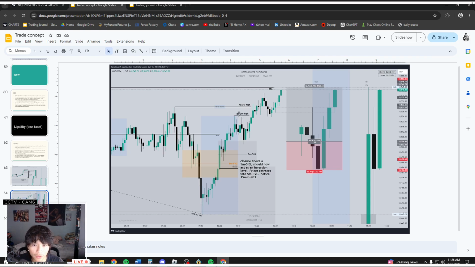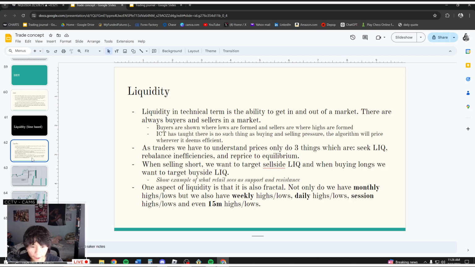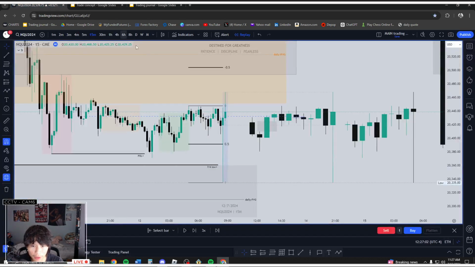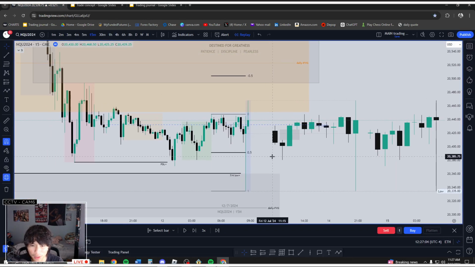Those are examples of how fractal liquidity can be. I don't really have anything else for liquidity basics. I was going to incorporate liquidity sweeps, but like I said, it's tricky for me to teach or talk about, because it all comes down to narrative. And the thing is, I don't really trade using liquidity sweeps.